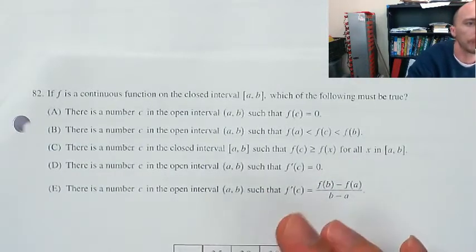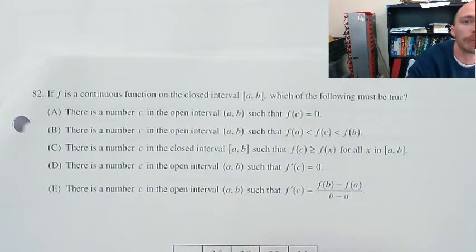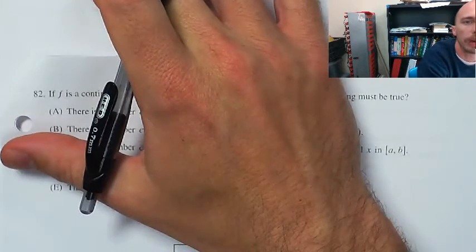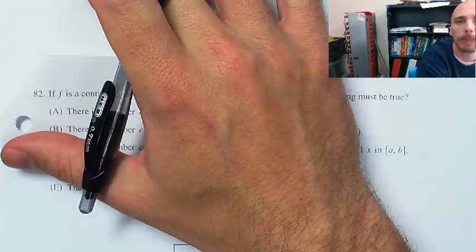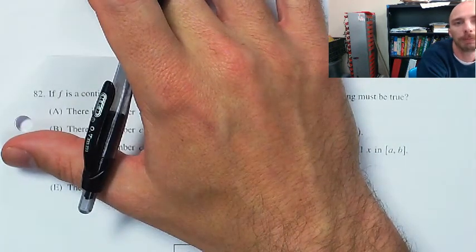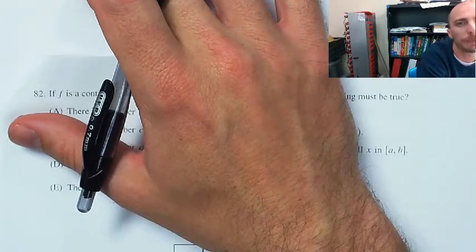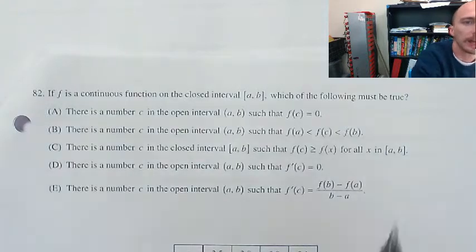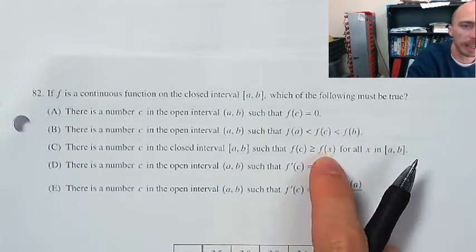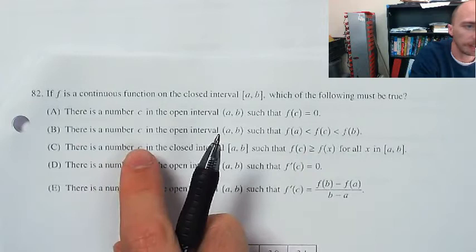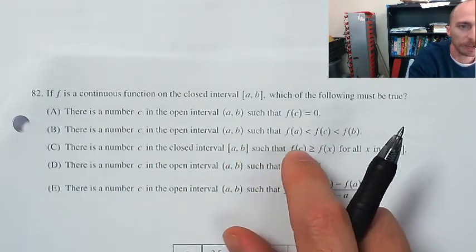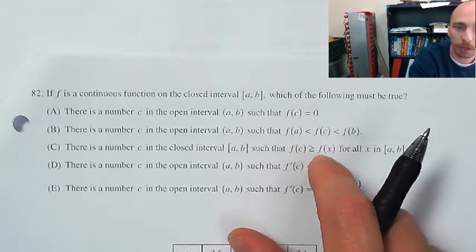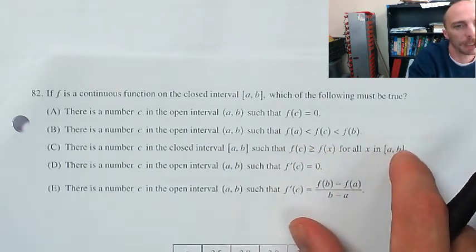Number 82. If f is continuous on the closed interval a to b, which of the following must be true? Okay, what I know about a continuous function on a closed interval is that it must take a maximum and a minimum value. Okay, and also, you know, the intermediate value theorem goes off of continuity, but continuous on a closed interval, probably going to be, yeah, that is going to be it, right? There is a place, a c is an x value between a and b, such that f of c is bigger than or equal to f of x for all x in the closed interval a to b.